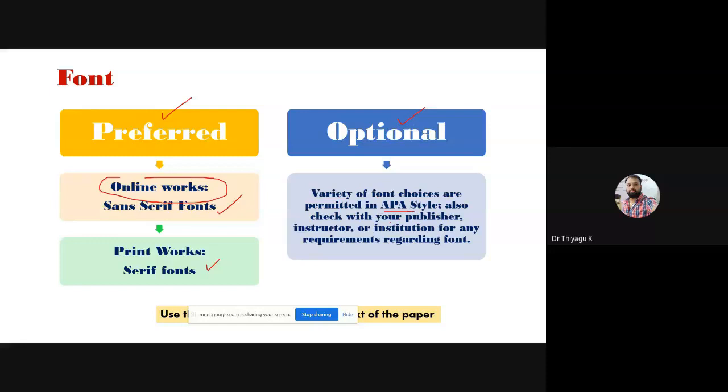So also check with the publisher. Suppose you are sending an article to some publisher. That particular journal publisher may ask you to send a font other than sans serif, and you can go with this. So there is no thumb rule for the font. But it is better to go with sans serif because it is suggested by the APA. Another thing, see here: use the same font throughout the text of the paper.